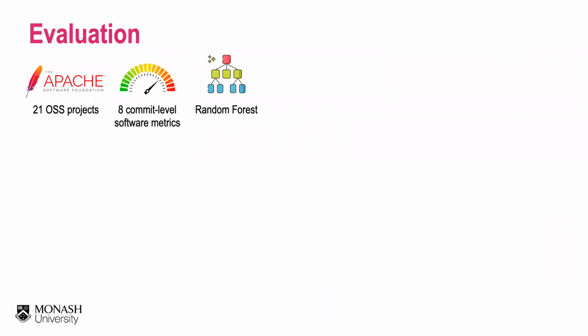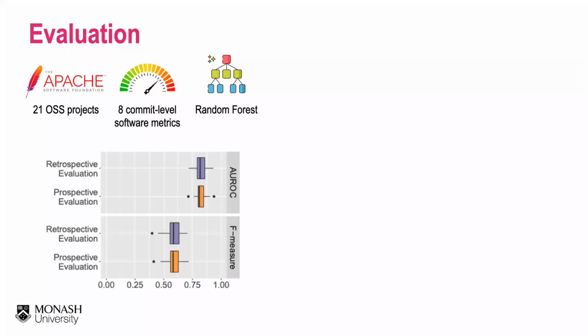We evaluate our JITBot framework with 21 open source software projects. We train the model with 8 commit-level features like entropy, number of added lines, and number of deleted lines, and build the model using a random forest classification technique. Our JIT models achieve an AUC of 0.82 and an F-measure of 0.58. So the model predictions are quite accurate.